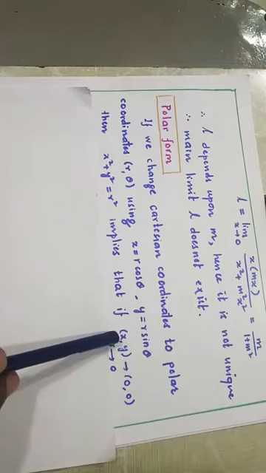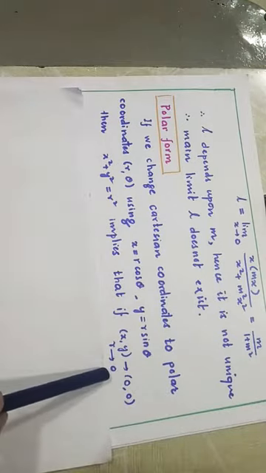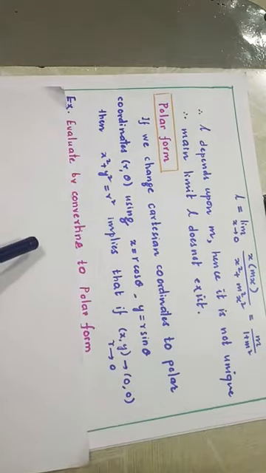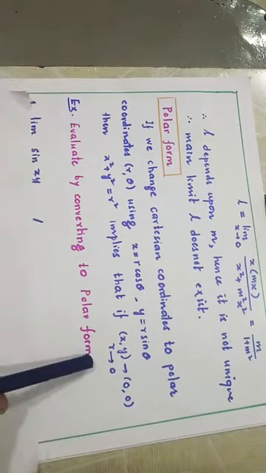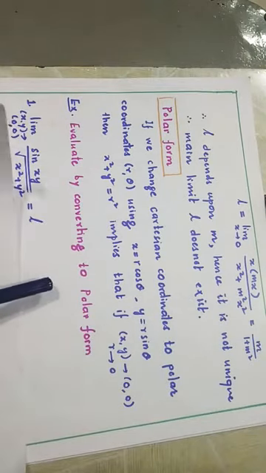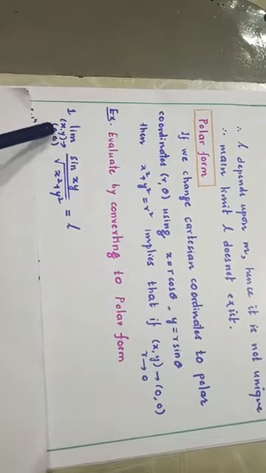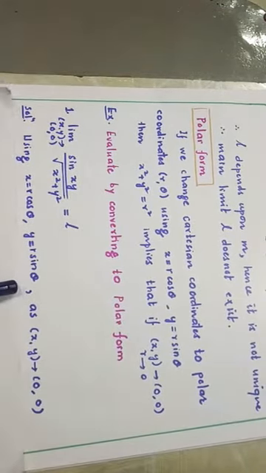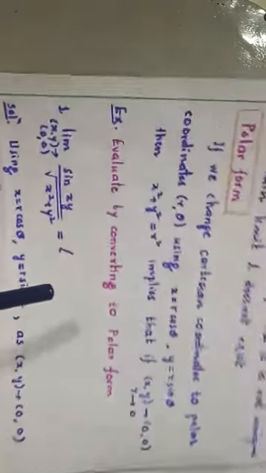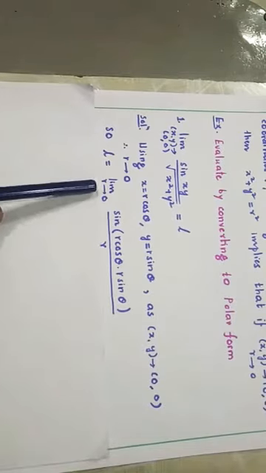So whenever we are using the polar form, when (x, y) tends to (0, 0), r will tend to 0 and theta will be treated as constant. Let us see the problems. Evaluate by converting to polar form. In this, it is presumed that the limit exists; only then can we use the polar forms. So we have to find this limit using x is equal to r cos theta, y is equal to r sin theta. As (x, y) tends to (0, 0), we have r tending to 0.